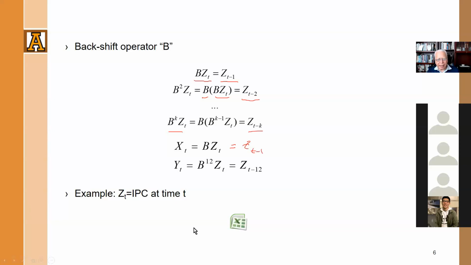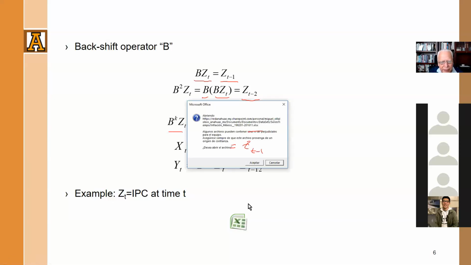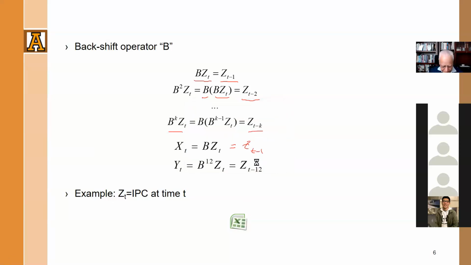For example, the consumer price index at time t, if I look at the backshift operator, let me see if I find the file. It's opening the file. At least it found it.